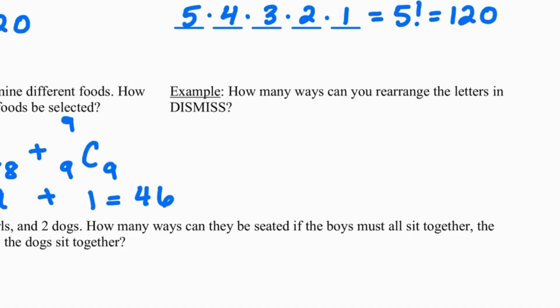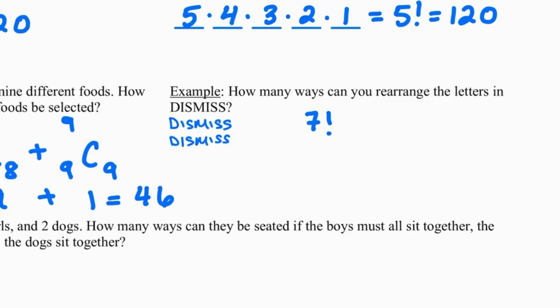What about the word dismiss? Well, there's 7 letters, 7 spots to put those letters, so 7 factorial. However, there are some repeating letters. So let's just say if I change those last 2 S's, is that any different than the previous word? What if I choose those I's and switch those? Those are all the same word.